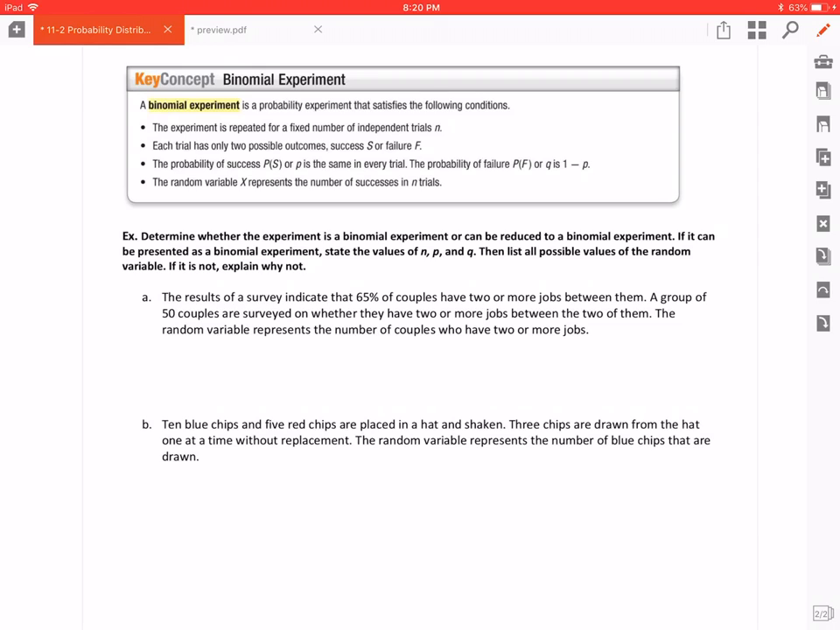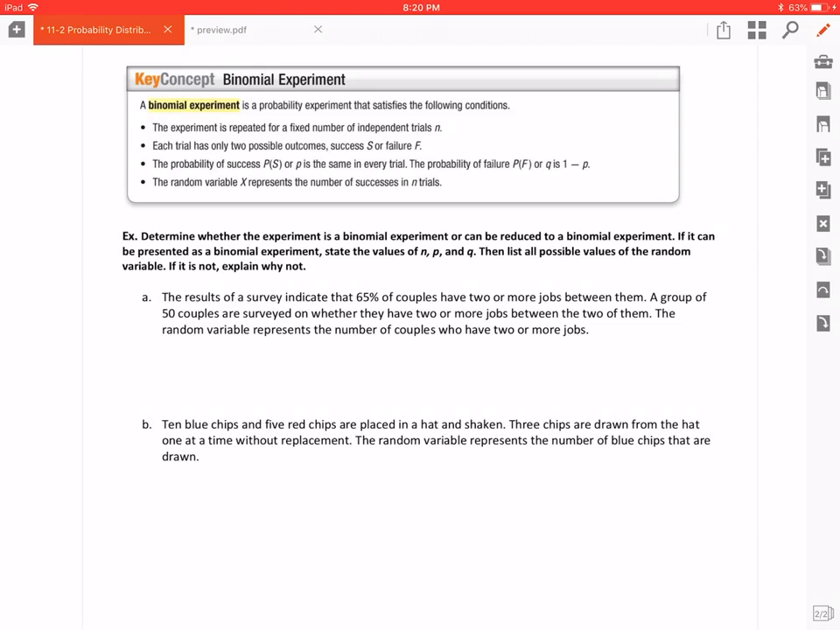You have to have a fixed number of trials. Each trial has to have two possible outcomes. The probability of success can't change from one trial to the next, and the random variable represents the number of successes. So we're just going to decide if these are binomial or not.